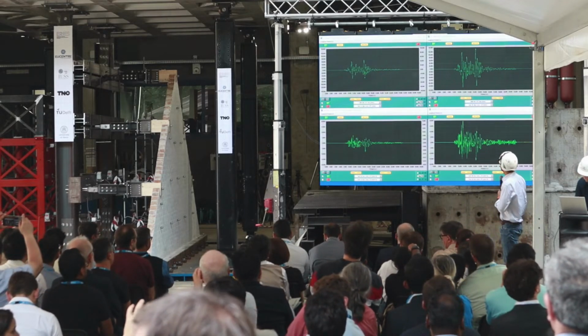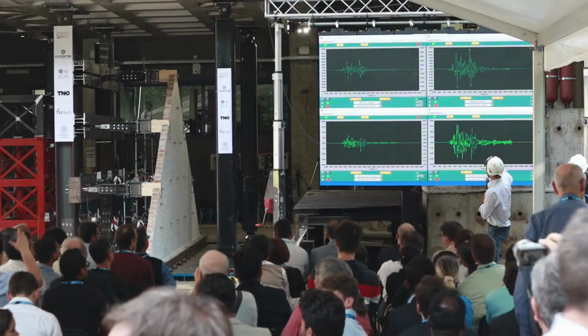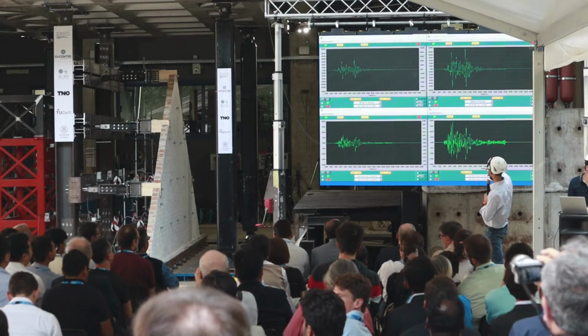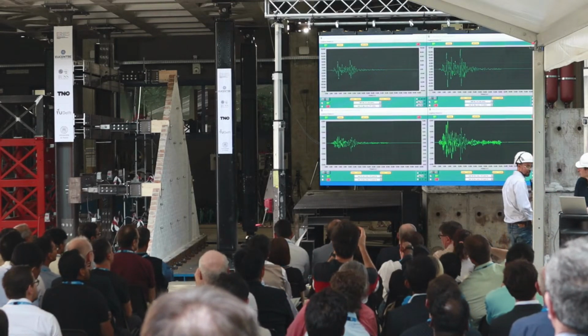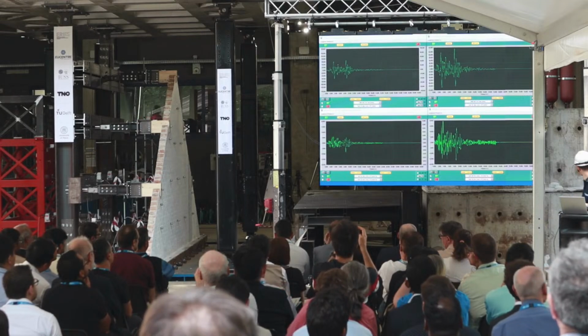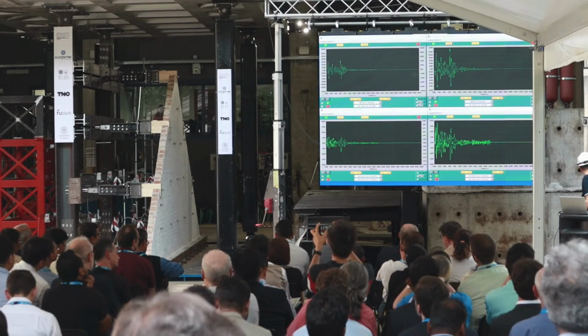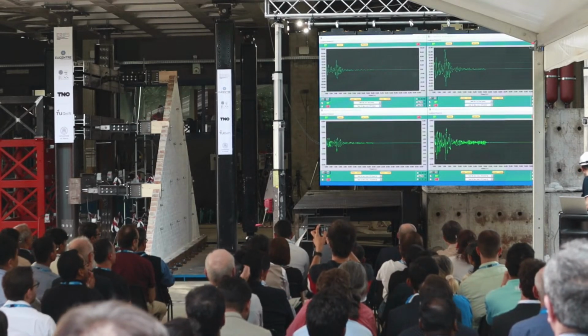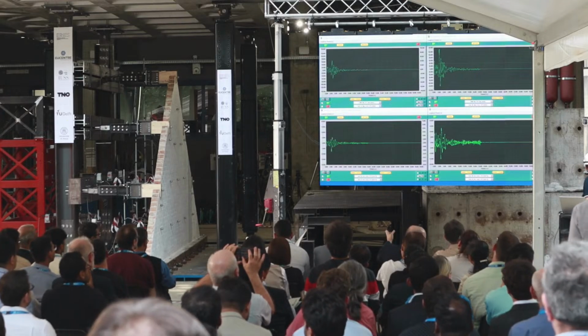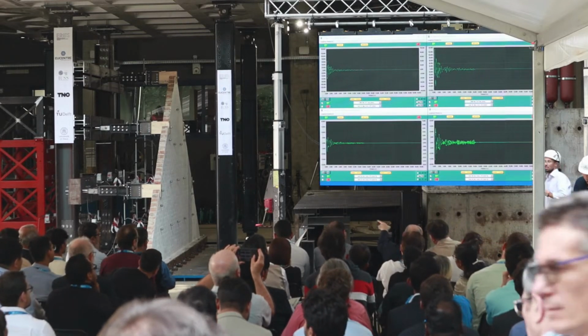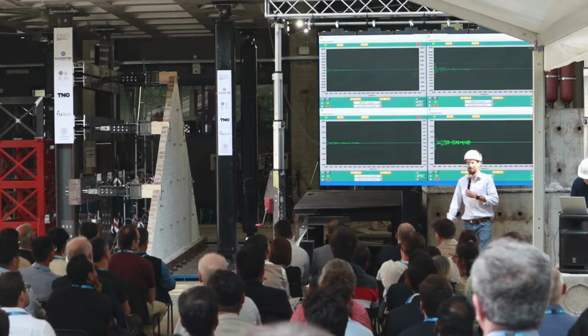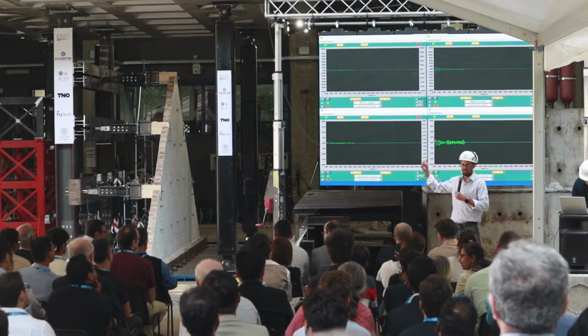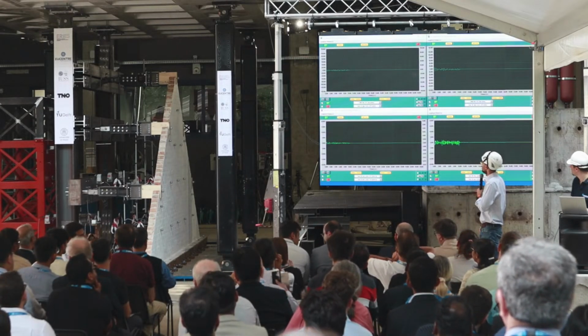Okay. As you see from here, it's very difficult to read. But computer. We reach on top almost 2 g on top. Okay, as a peak floor acceleration of the roof.